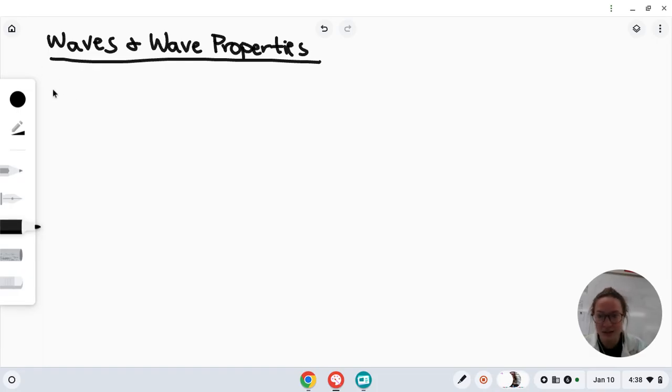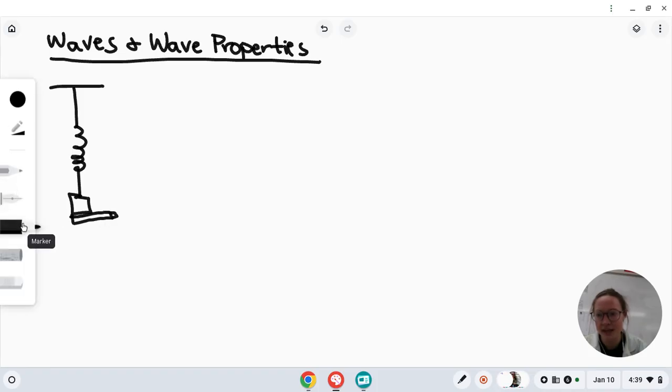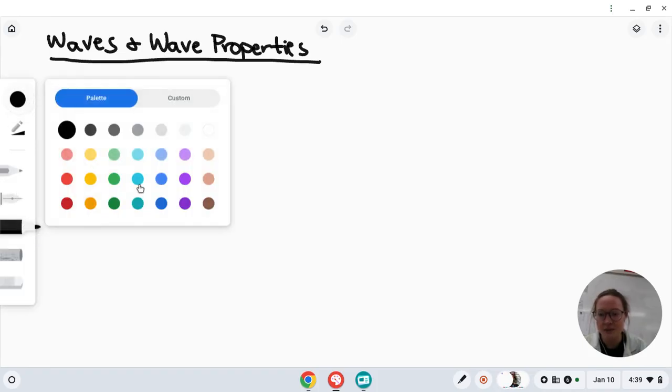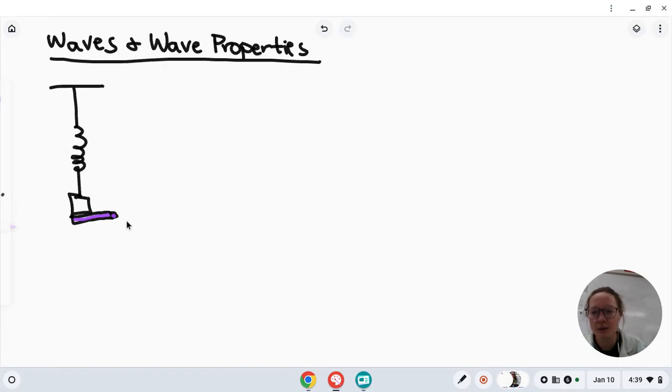Here's the idea. I'll show you the setup. Imagine that I had a little spring right here, and I had a little mass on the end. And now imagine I tied a little marker onto the end of my little spring. Let's make it a, wait for it, purple marker. Okay, so here's my purple marker.